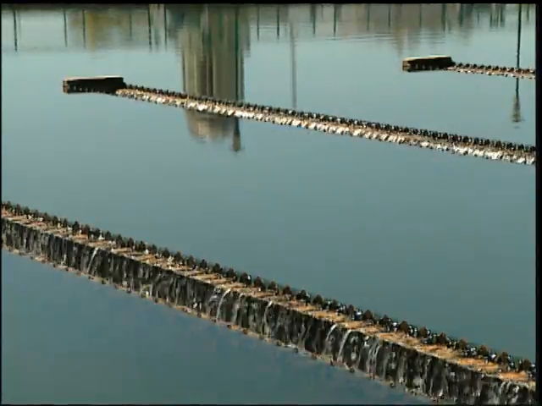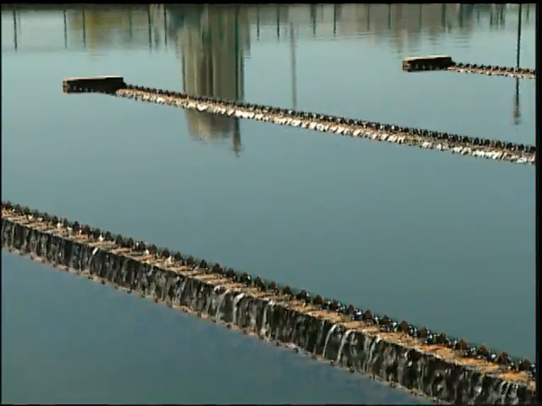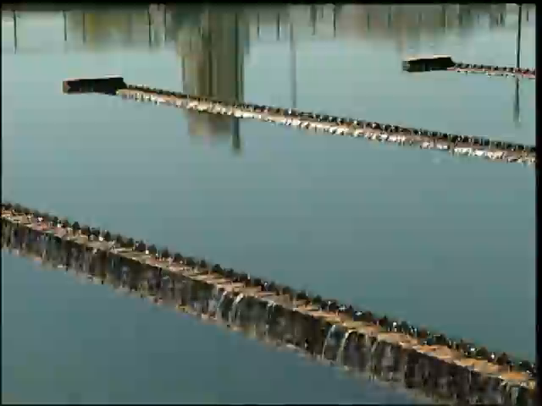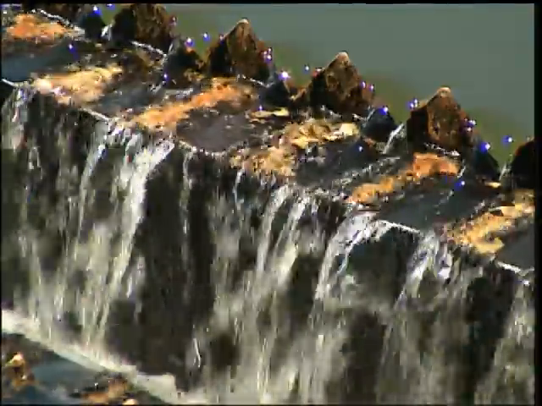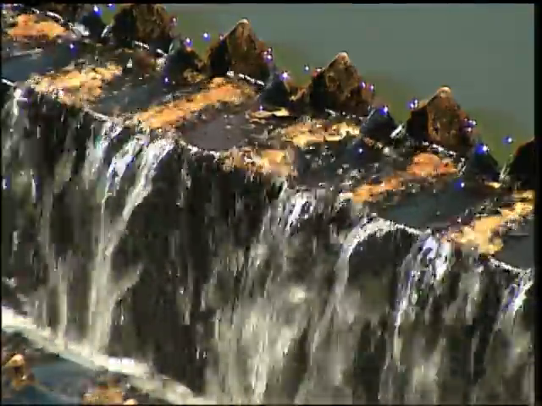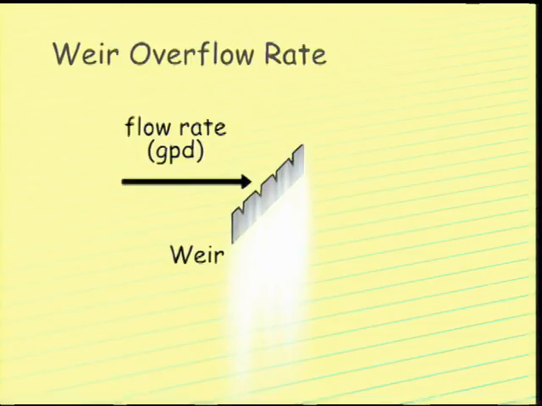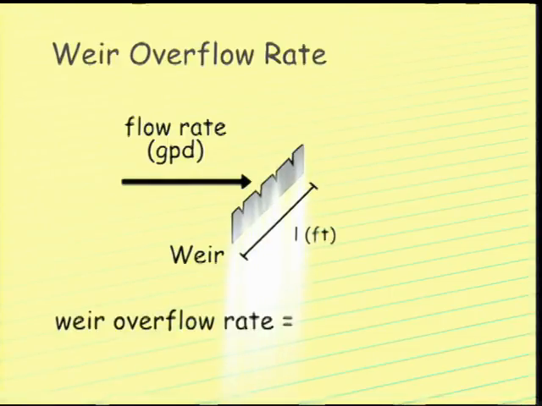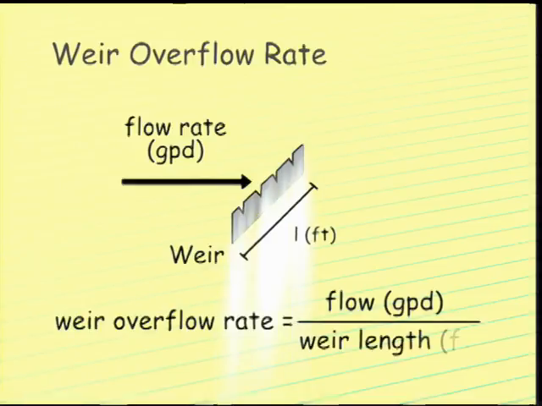The calculation of weir overflow rate is important in detecting high velocities near the weir, which adversely affect the efficiency of the sedimentation process. With excessively high velocities, the settling solids are pulled over the weirs and into the effluent troughs. Since weir overflow rate is gallons per day flow over each foot of weir length, the equation for the weir overflow rate is equal to flow divided by weir length.